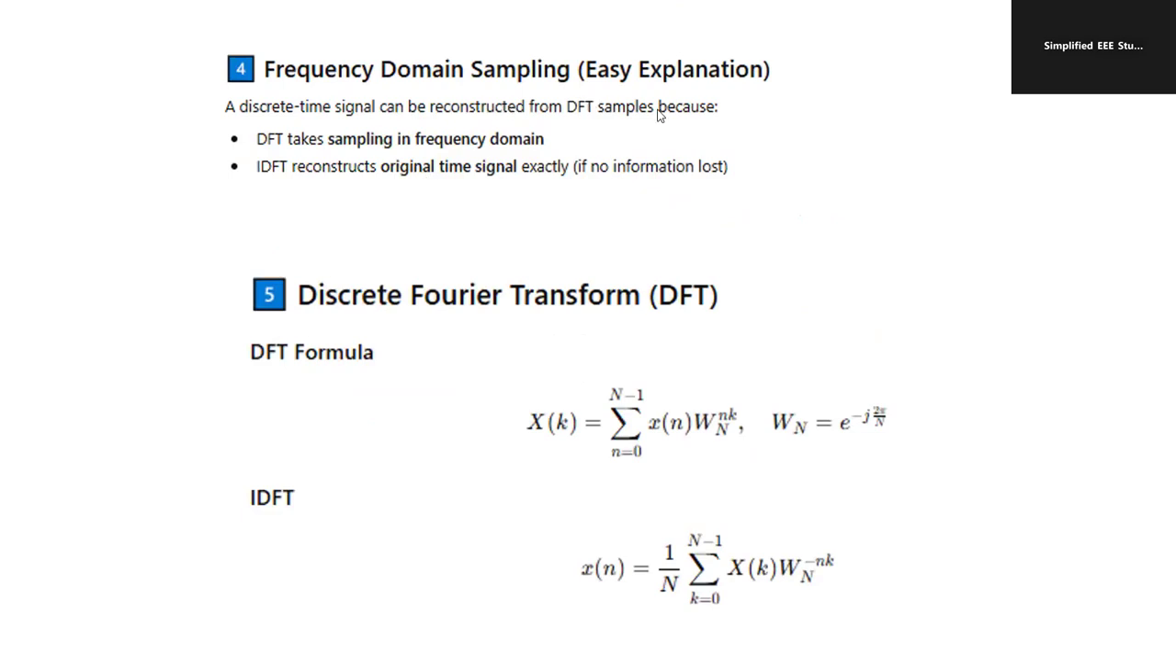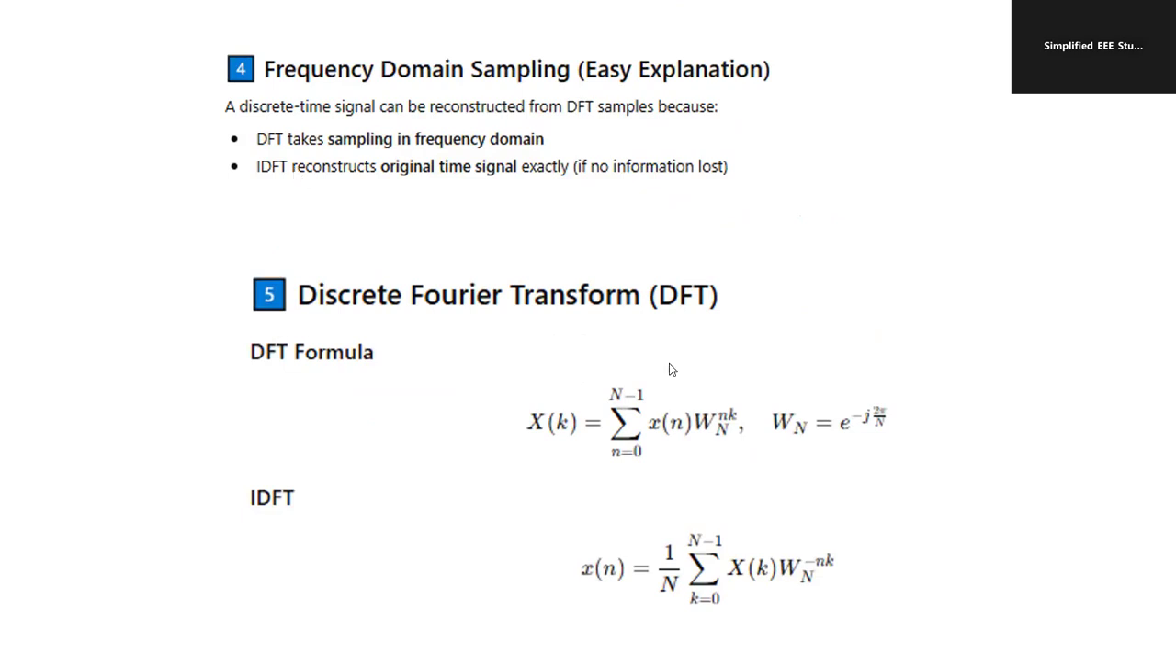Frequency domain sampling. What is frequency domain sampling? A discrete time signal can be reconstructed from the DFT samples for the following reasons. Number one, DFT takes sampling in the frequency domain. IDFT reconstructs the original signal exactly if no information is lost. That is why we should know about frequency domain sampling.